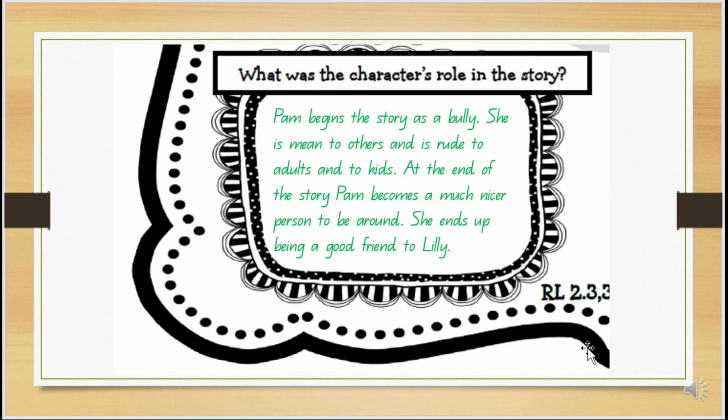Okay, so what was the character's role in the story? Pam begins the story as a bully. She is mean to others and is rude to adults and to kids. At the end of the story, Pam becomes a much nicer person to be around. She ends up being a good friend to Lily.